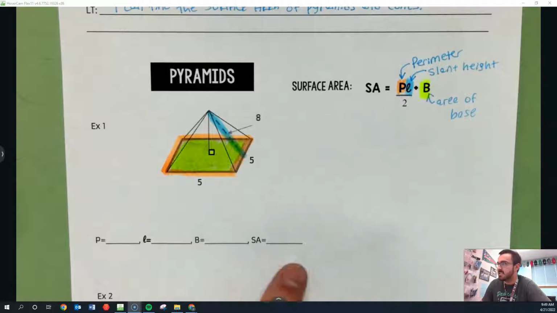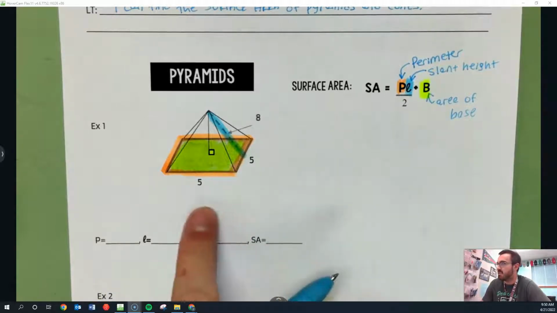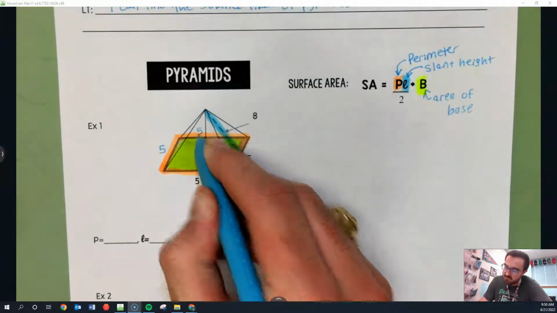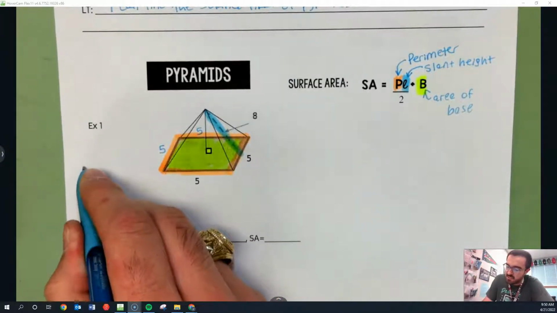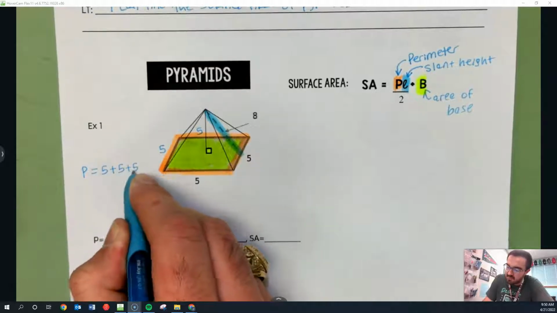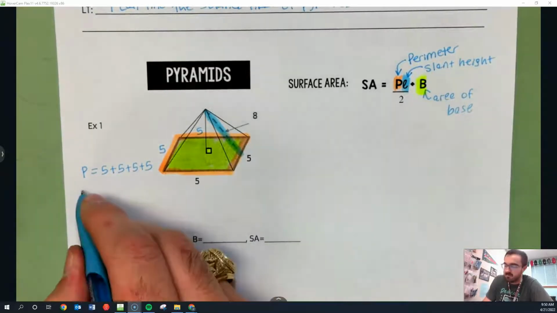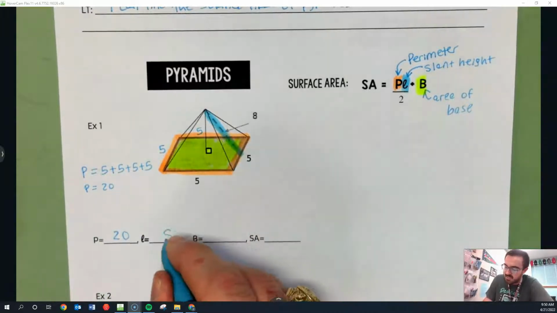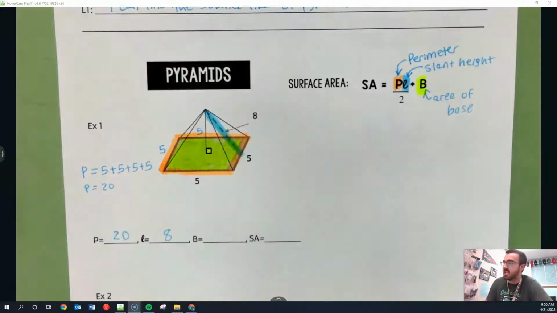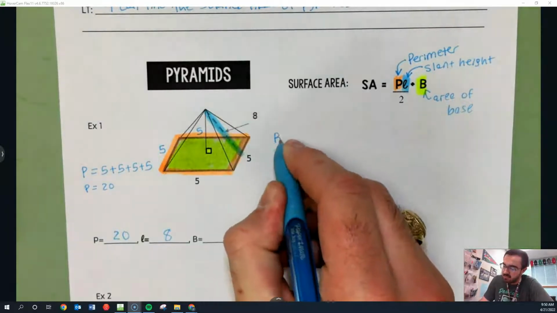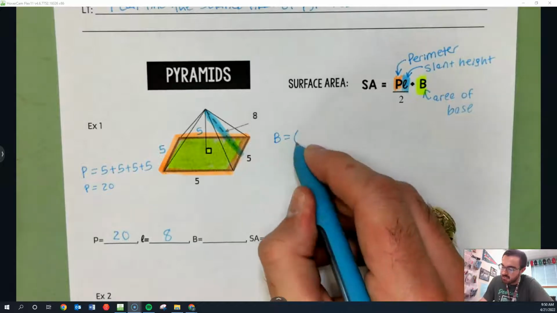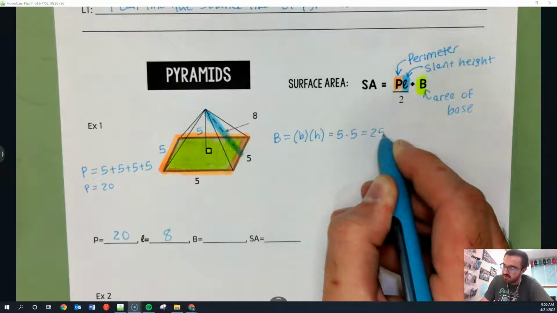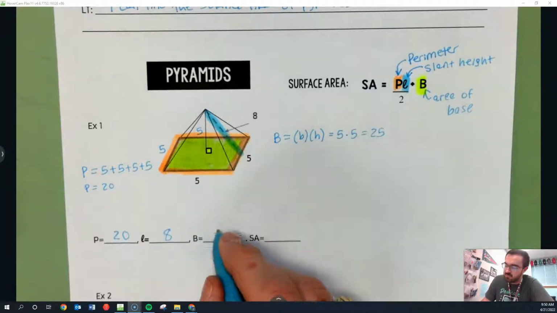So down here we have nice and easy blanks on how to find all those things. Let's start with perimeter. If this is 5, this also has to be 5 and 5, right? Because this is a square. So the perimeter would simply be 5 plus 5 plus 5 plus 5, which is 20. Perimeter is 20. The slant height we already identified was 8. Notice how the arrow is pointing to the slant height. That's 8. The area of the base would simply be base times height. That's the area of a square, which is just 5 times 5, which is 25.